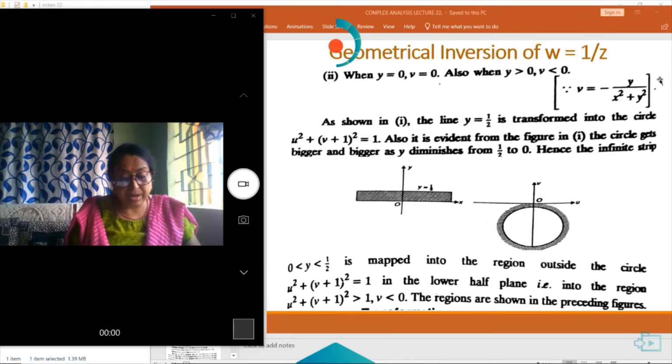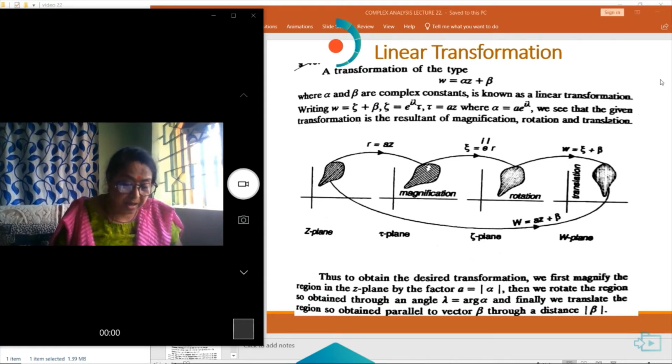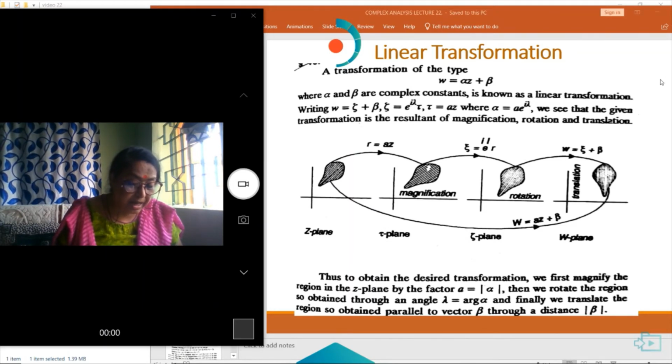Now we will talk about linear transformation. A transformation of the type w is equal to alpha z plus beta, where alpha and beta are complex constants, is known as linear transformation. Here w is equal to zeta plus beta, and zeta is equal to e to the power i lambda into tau, and tau is equal to a z, where alpha is equal to a into e to the power i lambda.